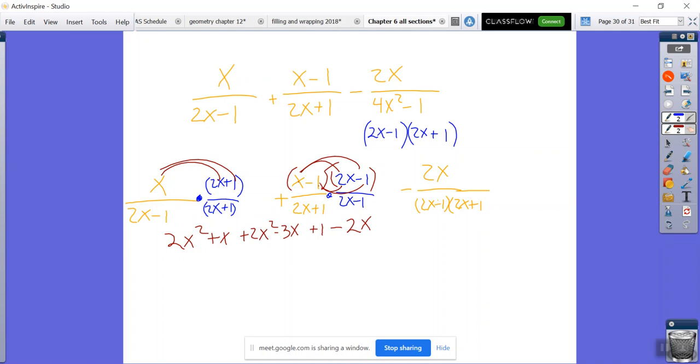So are we doing okay so far? Yeah. All right. So now let's combine the similar terms. Okay. So we have 2x squared and 2x squared, and we're adding them. So 4x squared. It is 4x squared. All right. So we have x minus 3x, which is negative 2x. There you go. And then we have just this one constant right here.